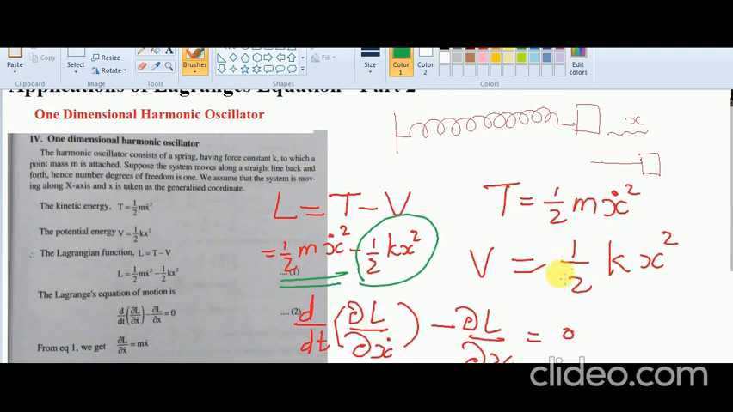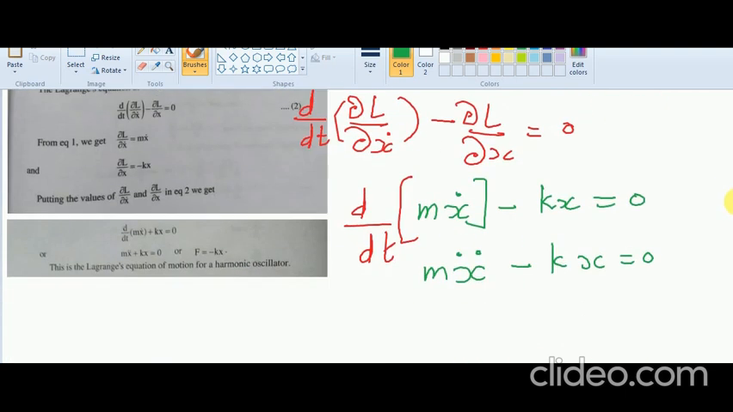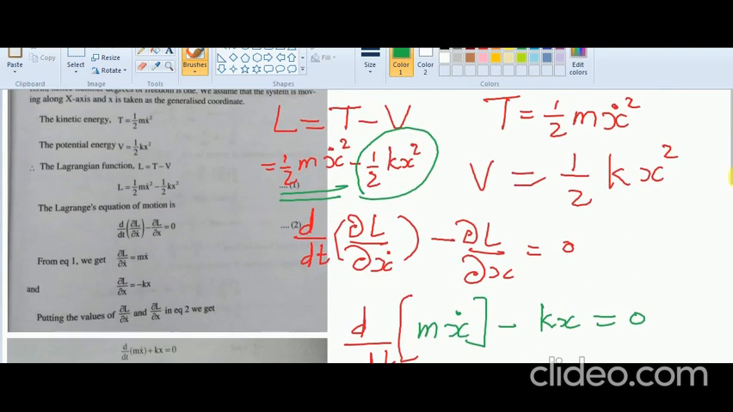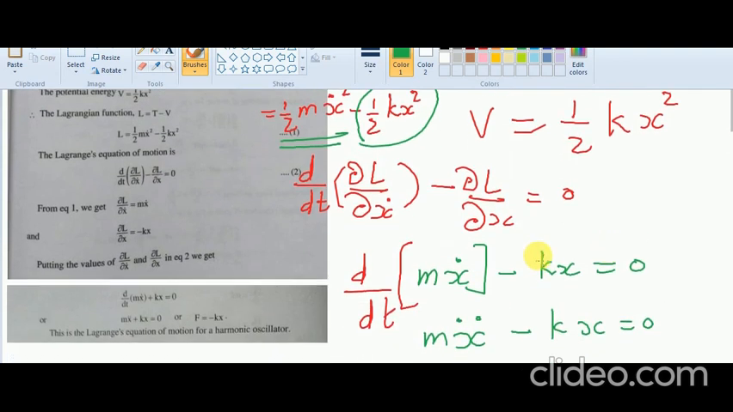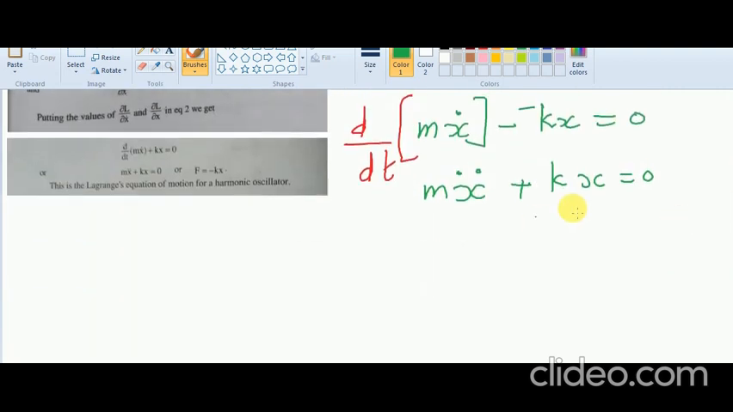One more thing: the derivative of L with respect to x, but L is half m x dot square minus half k x square. So there will be one extra negative here, so that this becomes positive, because it is half m x dot square minus half k x square. Now that is m x double dot plus k x equal to 0.